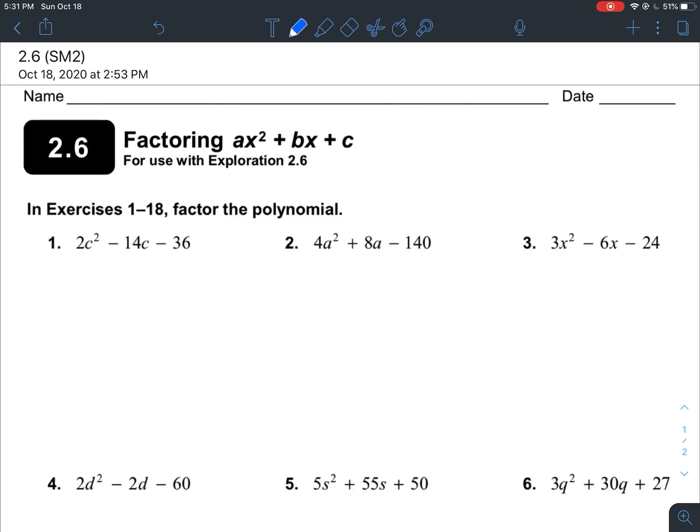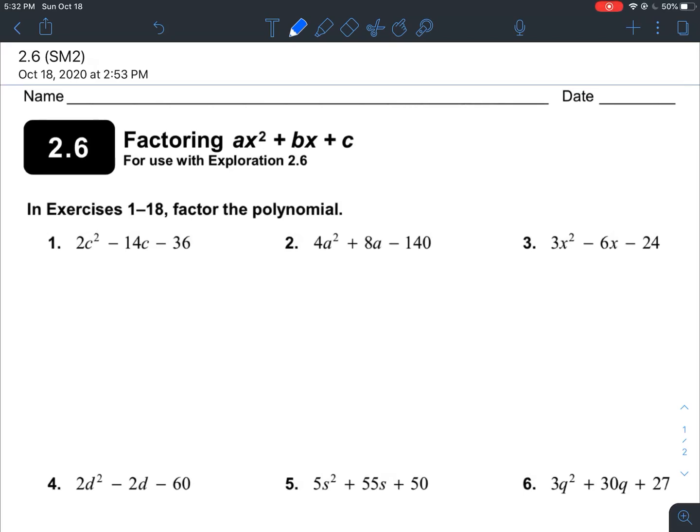Alright, so now we're on 2.6, and if you haven't already, I would recommend first that you watch 2.8. I have the 2.8 video up, and I know it's a little confusing, but watching 2.8 will make 2.6 a little bit easier, okay? So if you haven't already, stop this, go to 2.8, and then come back to 2.6. So for 2.8, we're going to continue on with factoring. 2.6, we're going to continue on with factoring.